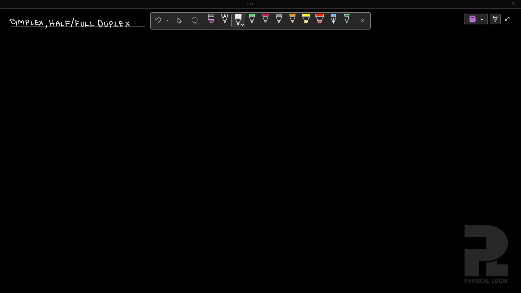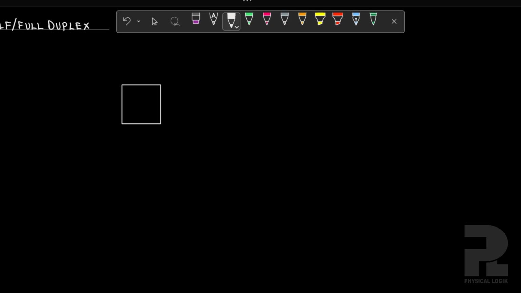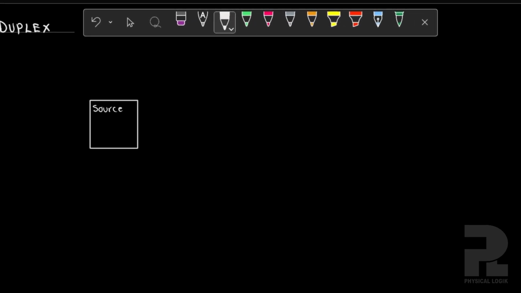In this presentation we're going to talk about the difference between simplex, half duplex and full duplex communication. So in every communication system we have three basic components. The first component, as we're going to see here, is commonly referred to as the source node, or in some cases the transmitter, or it is also called the sender. So this generally refers to the device that generates the signal to be sent.